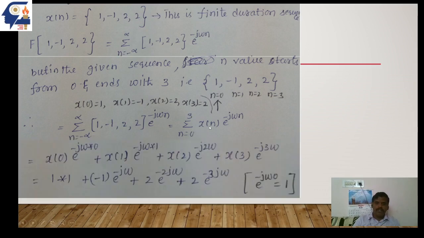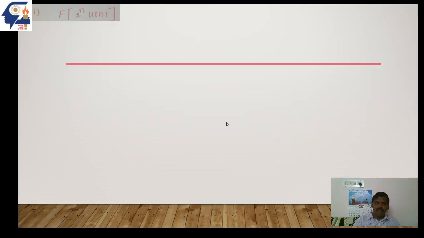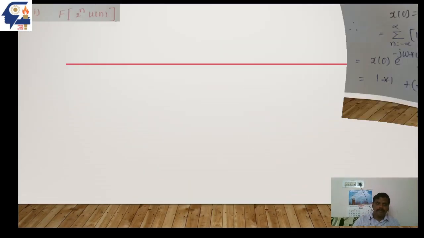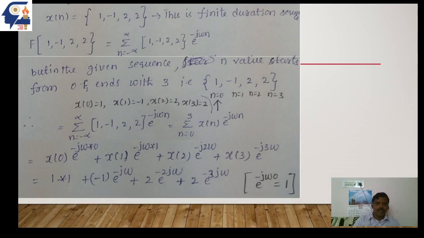When n equal to 0, x of 0 e power minus j omega 0, because it is summation, plus when n equal to 1, x of 1 e power minus j omega into 1, n equal to 2, plus x of 2 e power minus 2j omega plus x of 3 e power minus 3j omega. Now replace the x values.